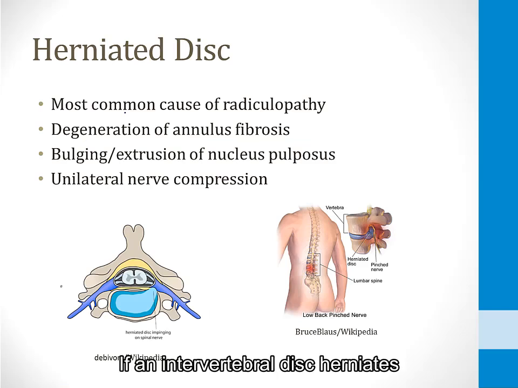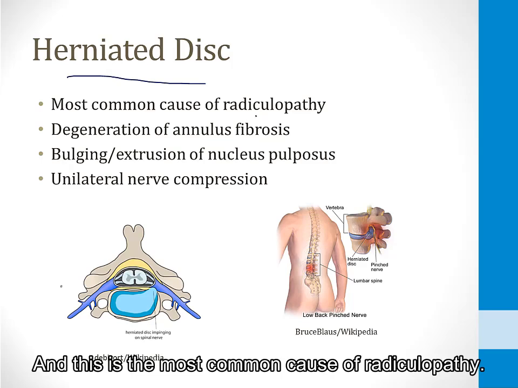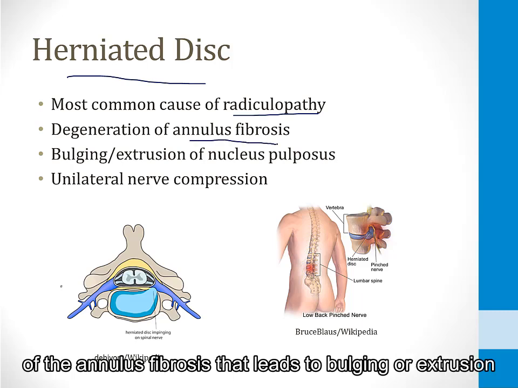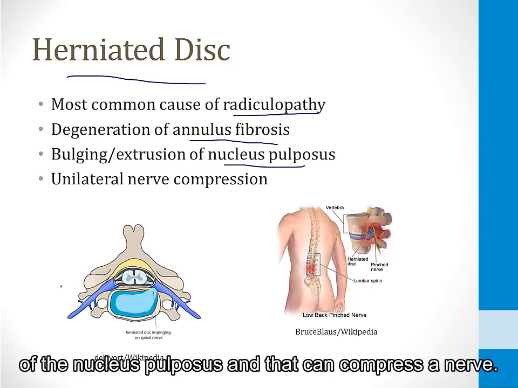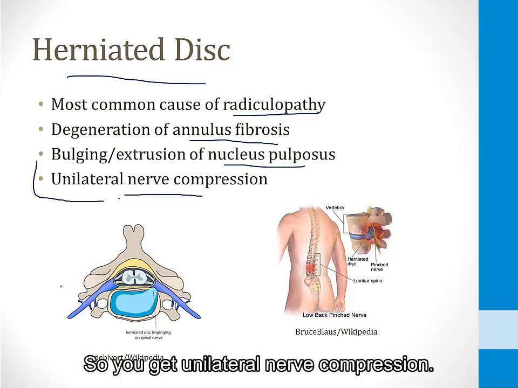If an intervertebral disc herniates, that can cause compression of a nerve root, and this is the most common cause of a radiculopathy. This happens when there is degeneration of the annulus fibrosus. That leads to bulging or extrusion of the nucleus pulposus, and that can compress a nerve. It usually does this only on one side, so you get unilateral nerve compression.